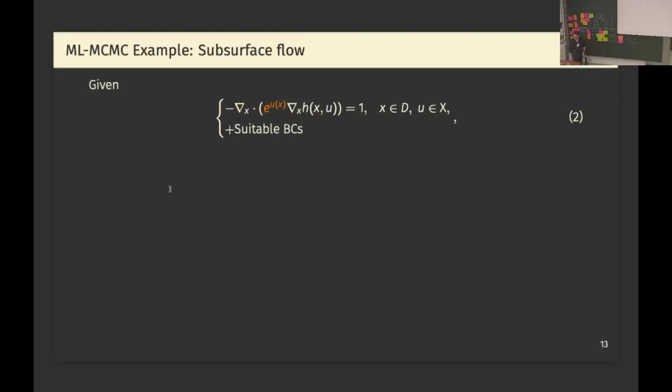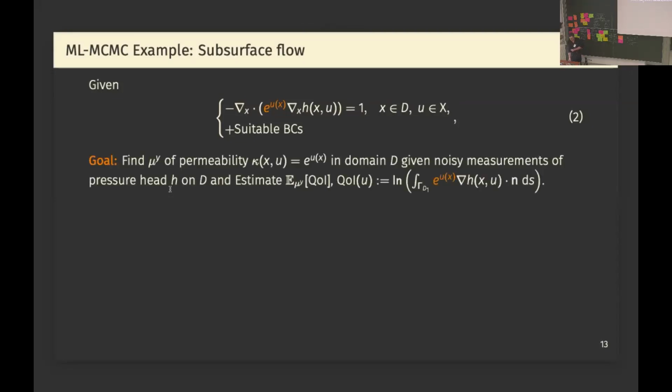So here, given this Darcy subsurface flow, in case you missed it the last 1,000 times, the goal is to find the posterior distribution of the permeability field kappa, in a domain D, given noisy measurements of the pressure head H, the solution of this equation. And given this posterior distribution, we aim at estimating the posterior expectation of this quantity of interest, which can be understood as the log flux across one of the boundaries of the domain.